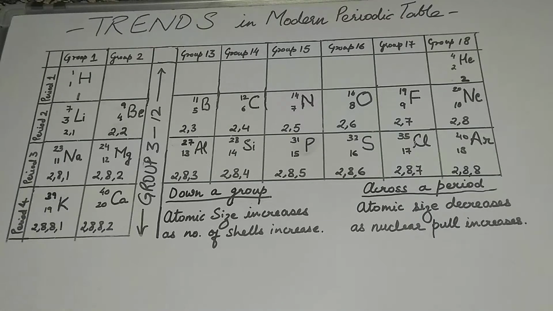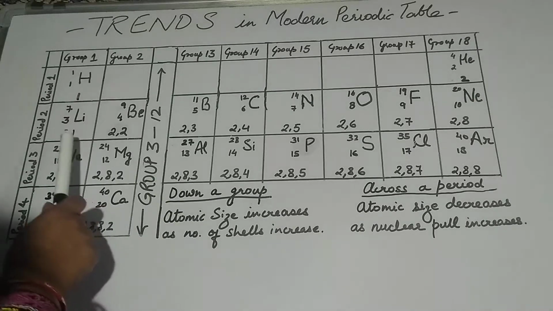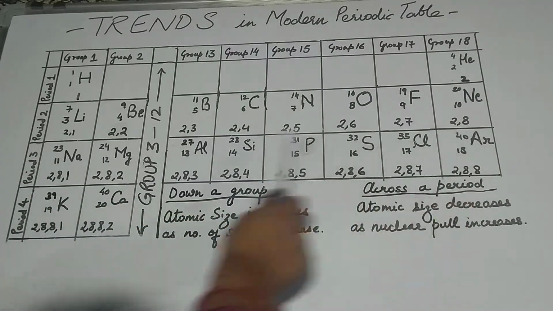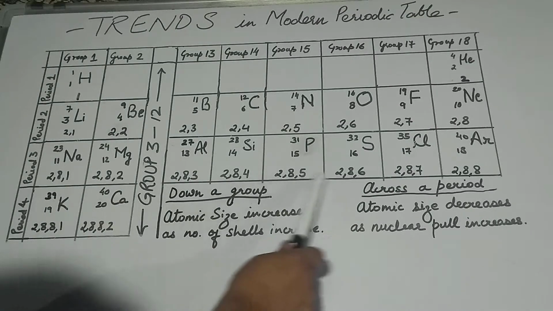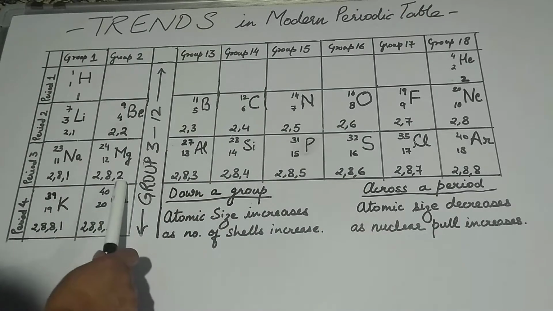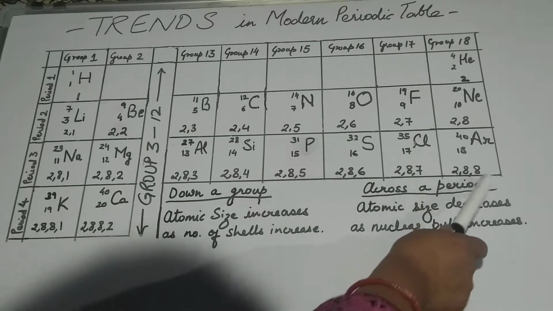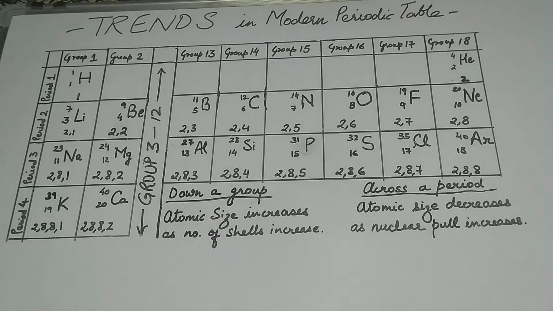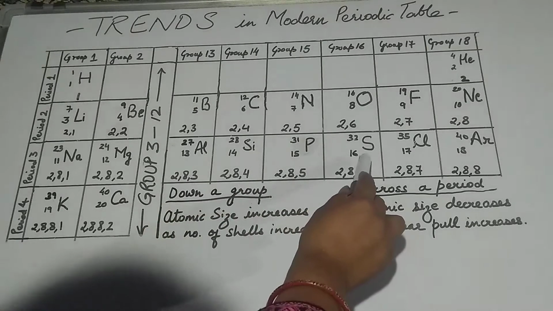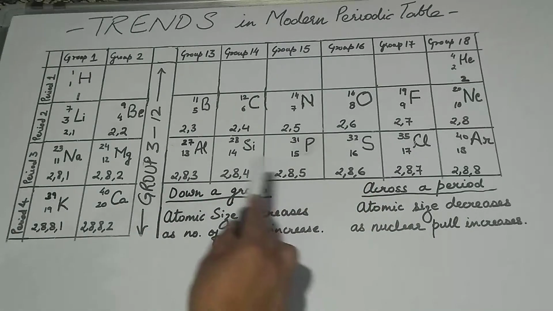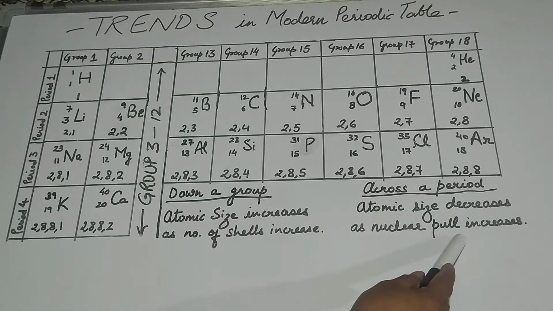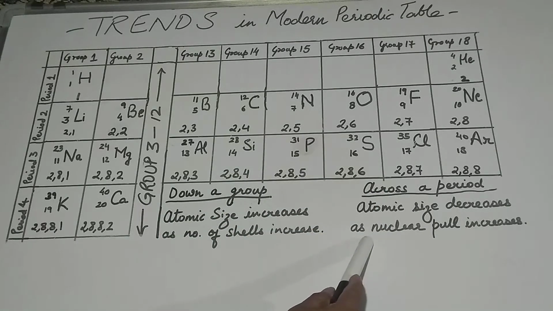Now moving across the periodic table, the number of shells are the same. If you see here, 2 shells, 2, 2, 2, 2, all will have 2 shells. In period 3, all of them have 3 shells. This has 3 shells, this has 3, and this one also has 3. So across a period, the number of shells remains the same. That means the number of shells is going to play no role in the size of the atom across a period. So this nuclear pull is going to play a role over here.